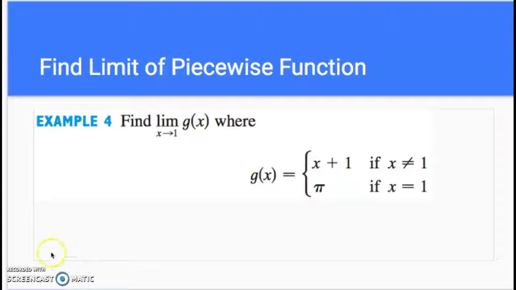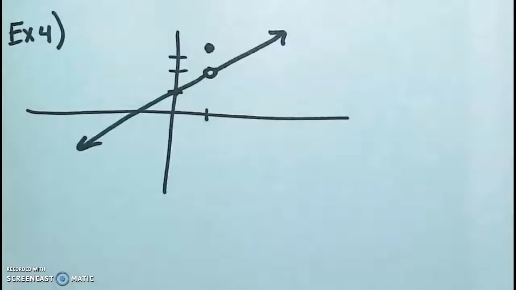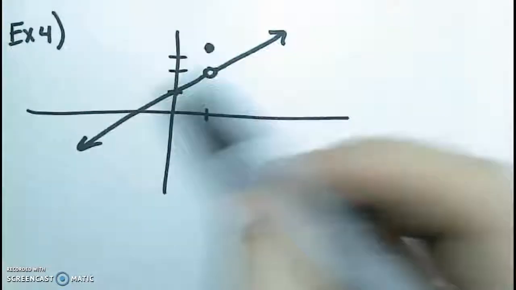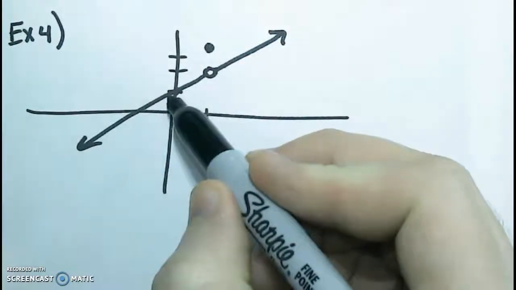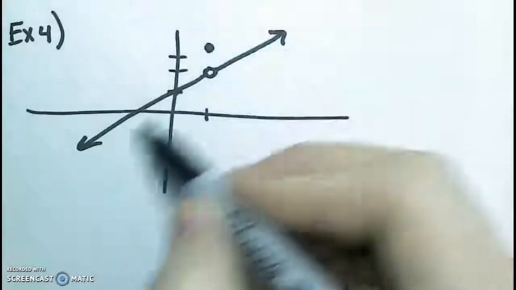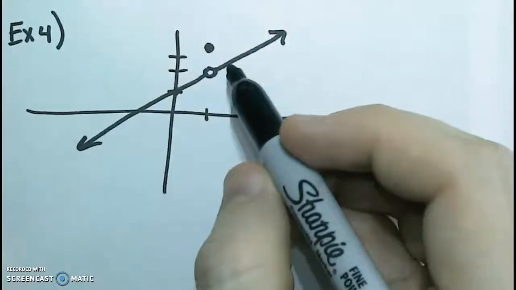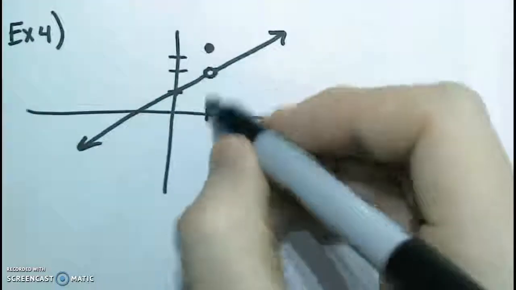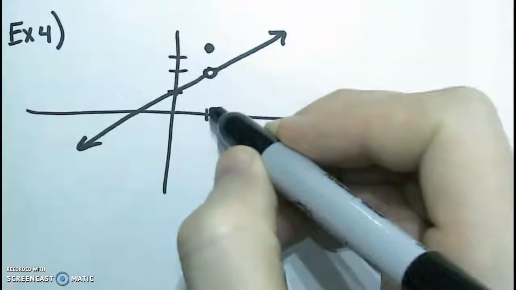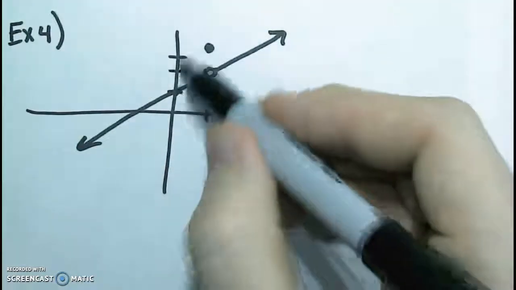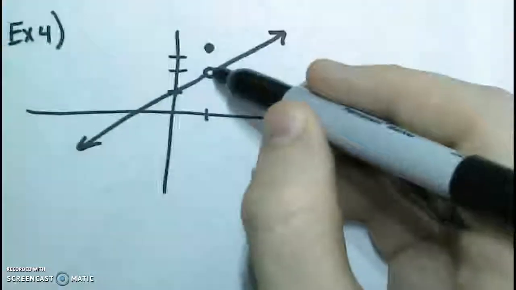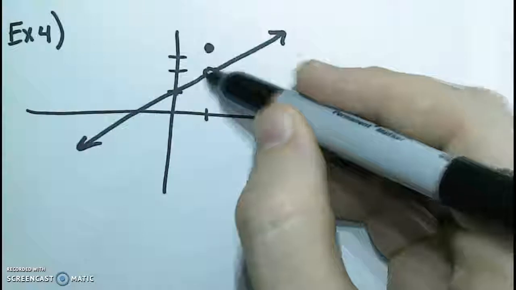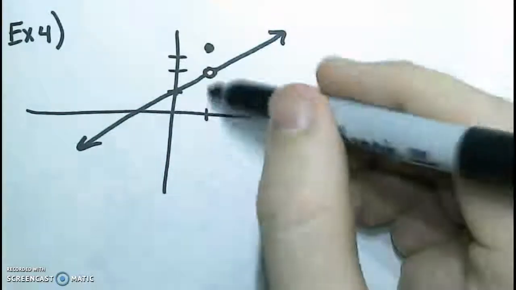Let's look at a graph of that and make sense of the problem. This is a graph of the piecewise function that was just defined to us. The function is the line x plus 1, which is this line. But that's only when x does not equal 1, so that means we have a hole at 1. And then it said that the value of the function is pi, so 3.14, when the x value is 1. So that means that it's a removable discontinuity and the point has moved up to pi, just at 1.